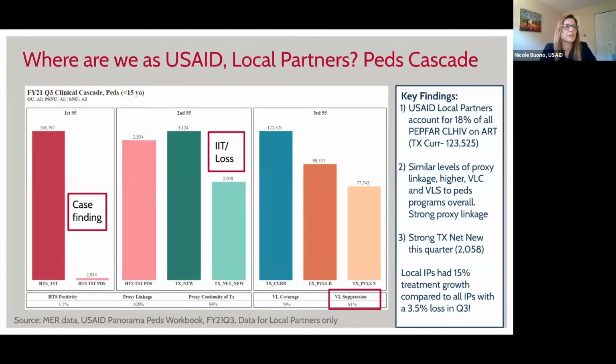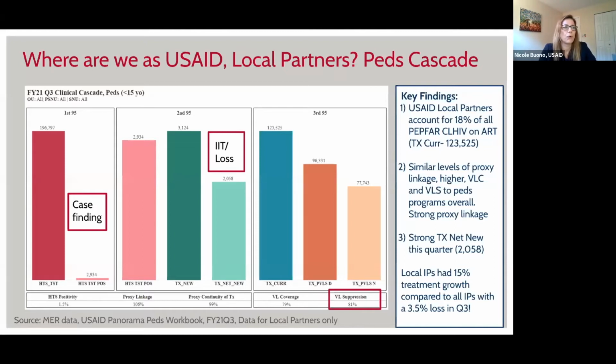Next slide. So where are we as USAID and specifically as local partners? You saw the clinical cascade earlier. This is specifically looking at pediatric populations for under 15-year-olds as of FY21 Q3. On the left, under the first 95, we have case finding. It's really important to identify children and adolescents living with HIV and initiate them on treatment. For the second 95, we see similar levels of proxy linkage, which is strong at 106%, and high continuity of treatment at 99%, so comparable to our international partners.